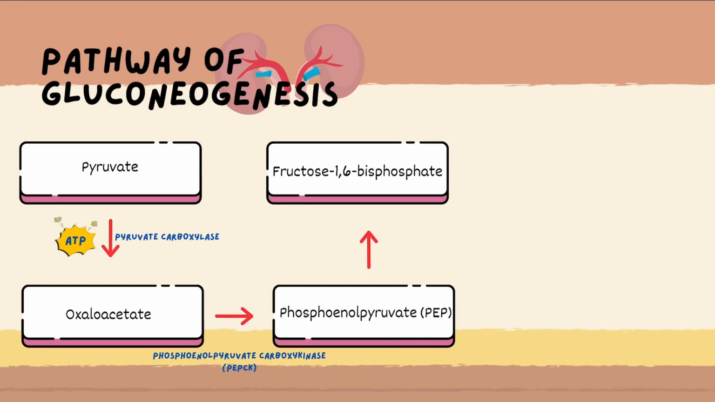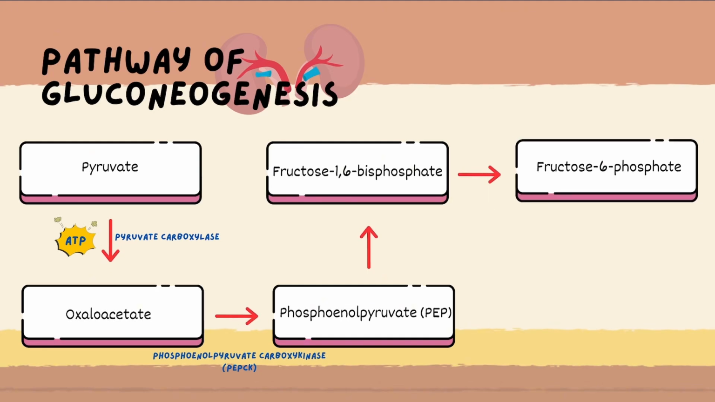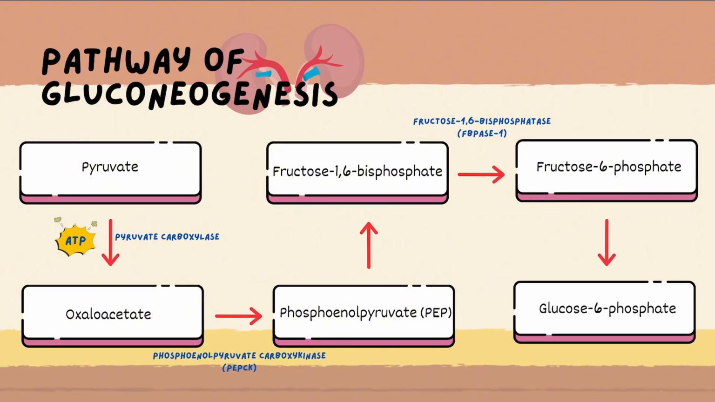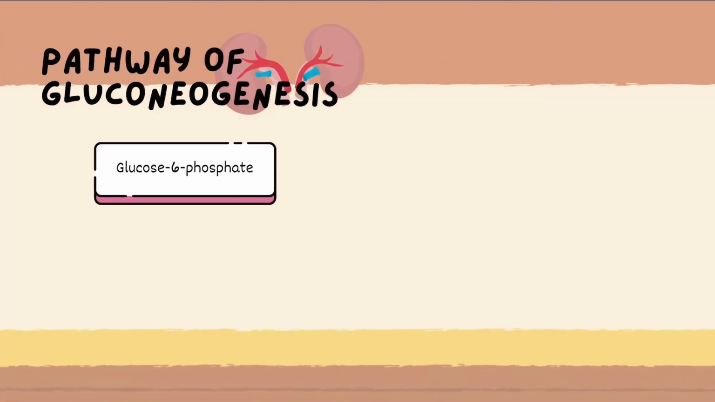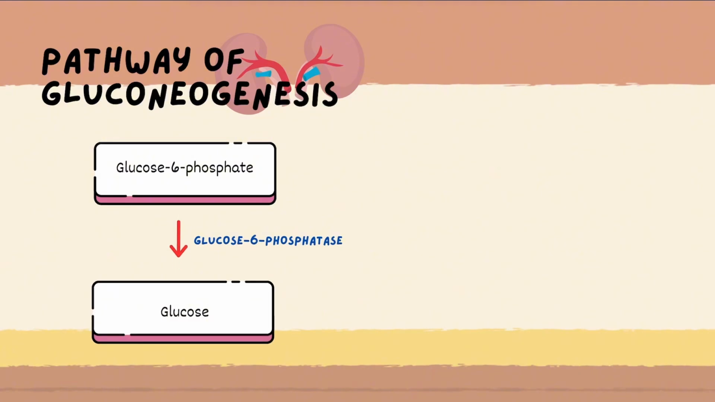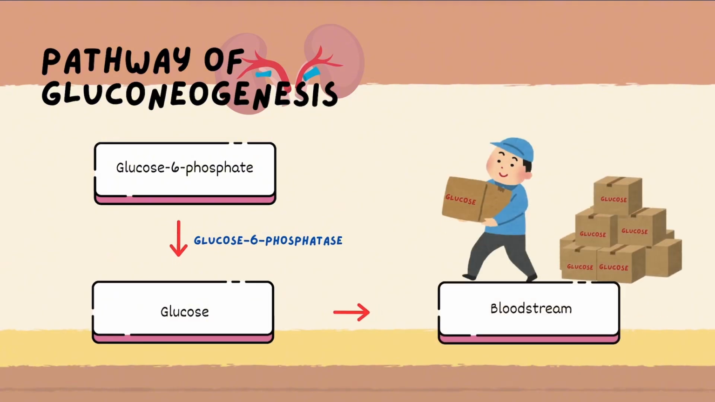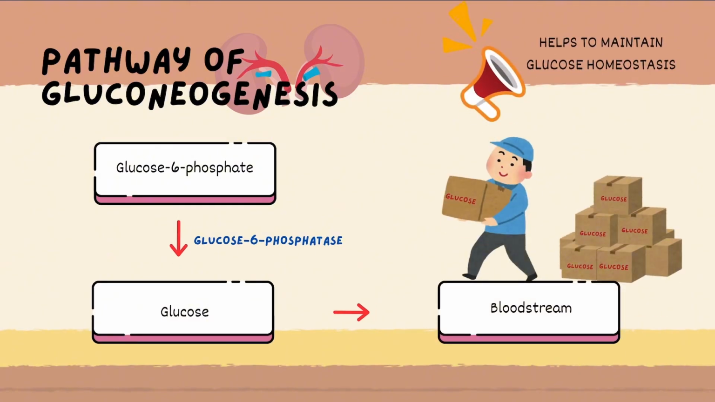Fructose 1,6-bisphosphate is converted to fructose 6-phosphate by the enzyme fructose 1,6-bisphosphatase. Fructose 6-phosphate is isomerized to glucose 6-phosphate by the enzyme phosphoglucose isomerase. Finally, glucose 6-phosphate is dephosphorylated by glucose 6-phosphatase to produce free glucose, which is released into the bloodstream to help maintain glucose homeostasis.